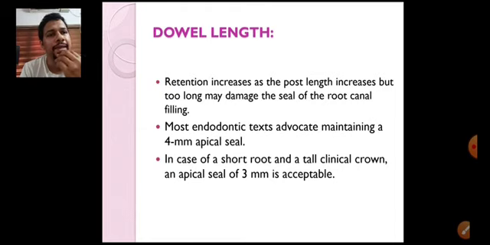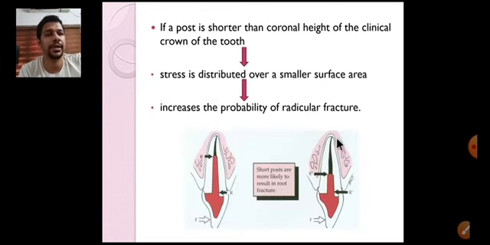This I explained. At least 3 mm of gutta percha should be there. Rest, whatever length you get, you are supposed to create a post space. You should not shorten your post. In this case, you can appreciate a short post here. This is an ideal one: 3 to 4 millimeter of gutta percha remains here for apical seal, and this whole remaining area is covered by post.